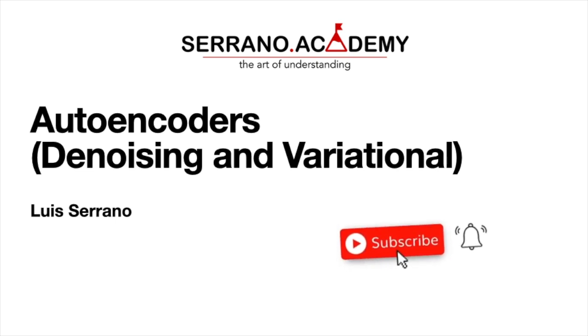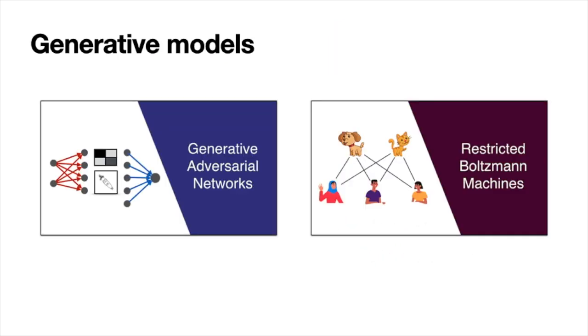We're going to talk about denoising and variational autoencoders. Autoencoders are a very popular generative model.